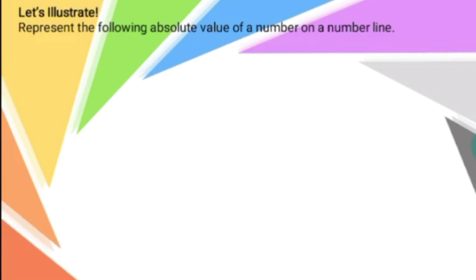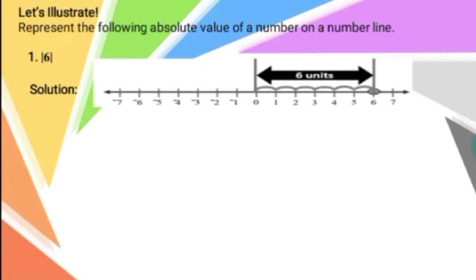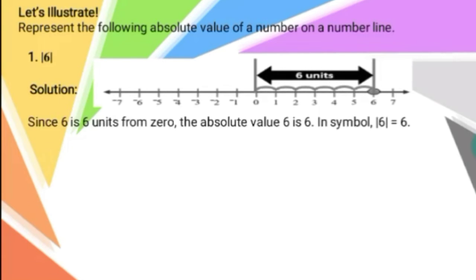Let's have an illustration, or let's illustrate. Represent the following absolute value of a number on a number line. For example, the absolute value of 6. Solution. Since 6 is 6 units from 0, the absolute value of 6 is 6. In symbol, the absolute value of 6 is equal to 6.